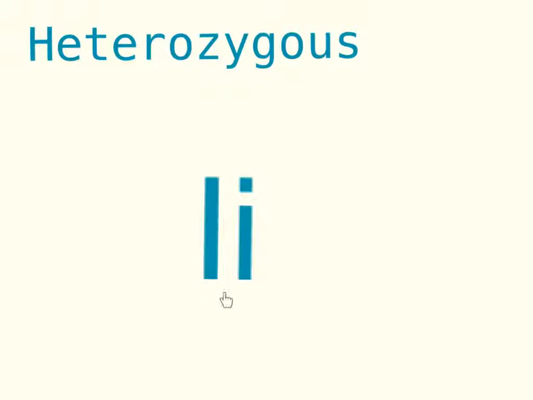So here we have a capital I and a lowercase I. But the capital letter will always come first because it's more dominant. The lowercase will always be recessive and will come second. So this I is dominant and this one is recessive. Heterozygous, one different. They're different from each other. Either capital M, lowercase m, capital Z, lowercase z, any letter, but they're different. There's only one combination, and that's a capital and a lowercase.